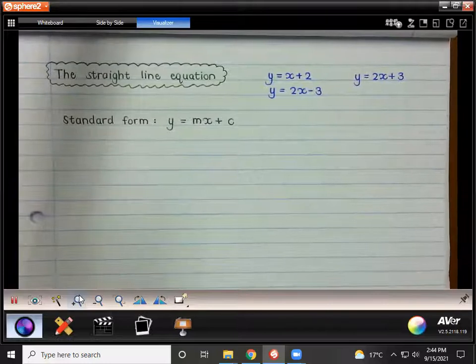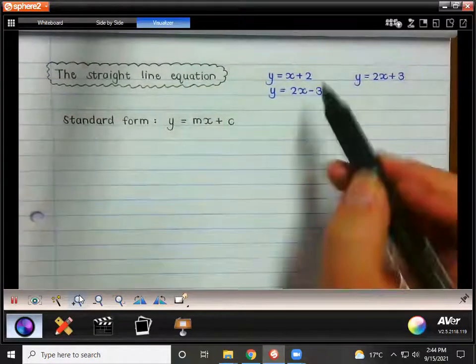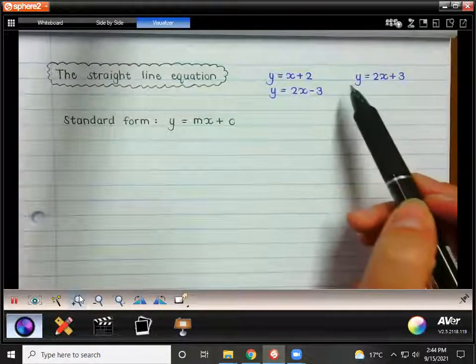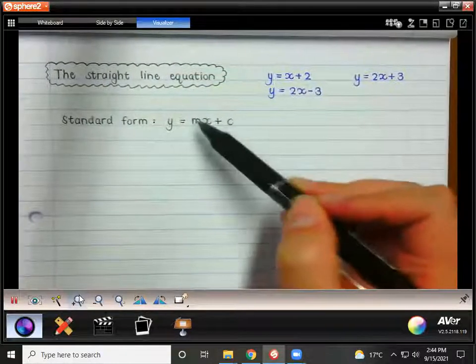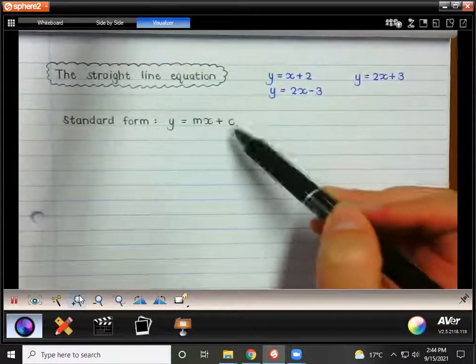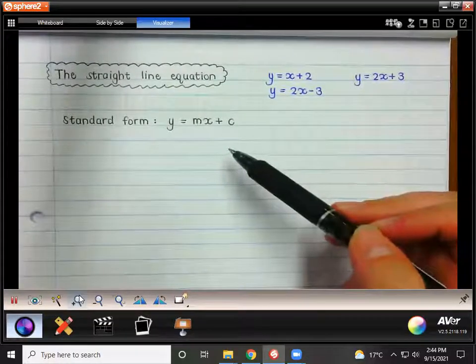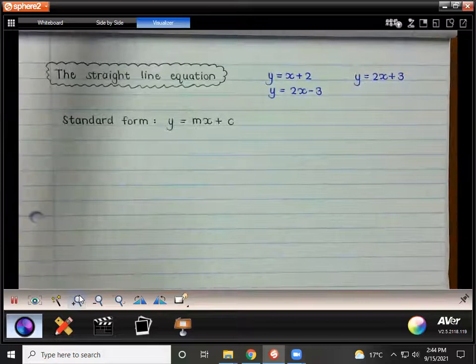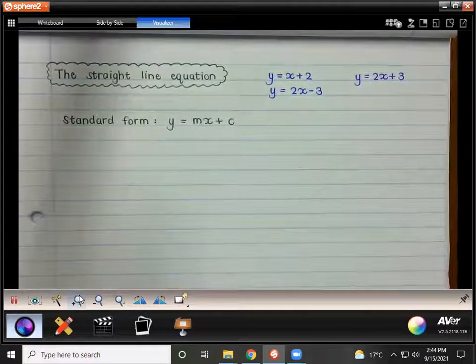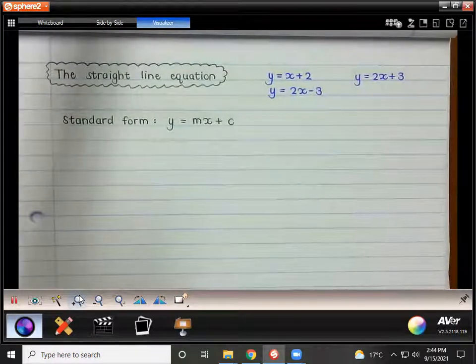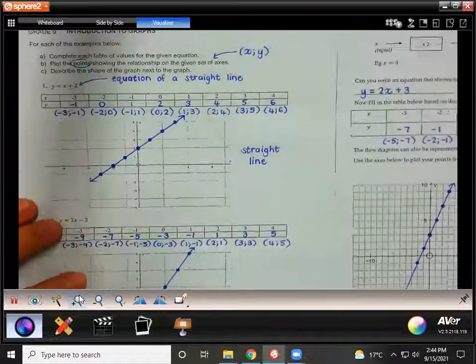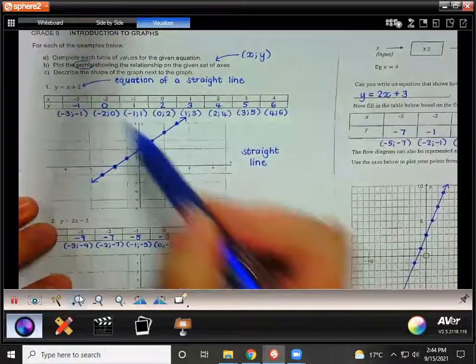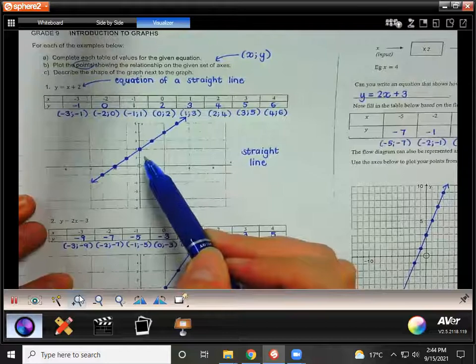Now, m and c will be numbers, right? Like we saw here. M is the number in front of x, the coefficient of x, a number. And then c will also be a number. It can be a positive number, it can be a negative number. Now, guys, before I write down what m and c will actually be always, let's quickly take a look at the graphs that we did again. Let's see if we can find some similarity between the equation and the actual graph.